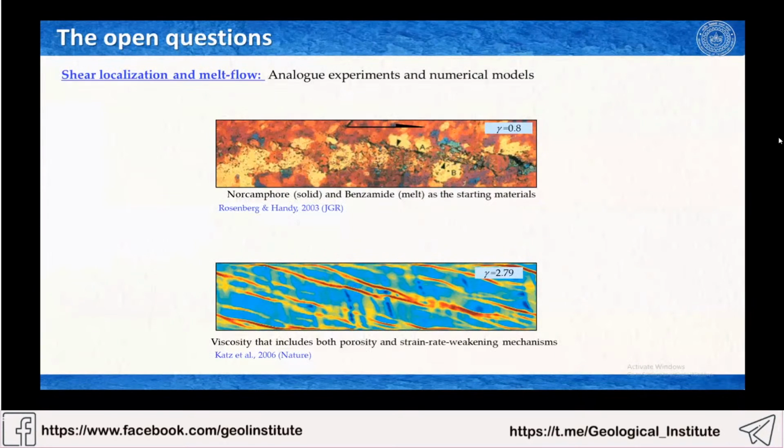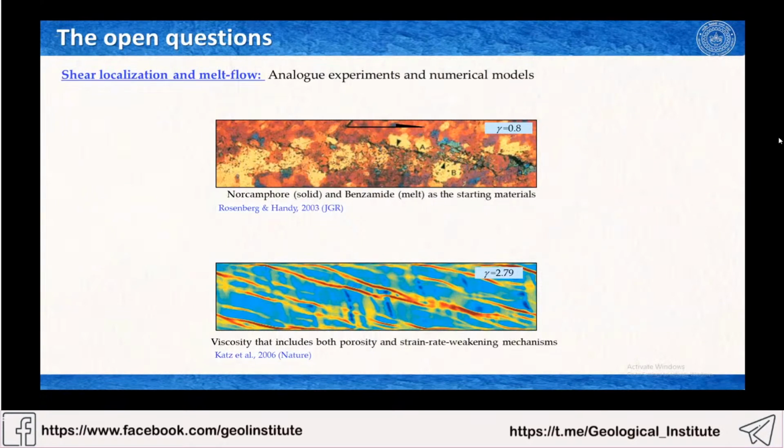time. People have performed analog experiments. For example, this one is done by Rosenberg and Handy. They used norcamphor, which is solid, and benzamide. He thought this is a kind of melt, and he figured out that along low angle shear bands, or in brittle deformation terms we can call them Riedel shear fractures, the benzamides are concentrating here. In a very similar way, Chatterjee proposed a numerical model where he also showed that along these low angles the melt gets channelized and then percolates to the magma chamber.